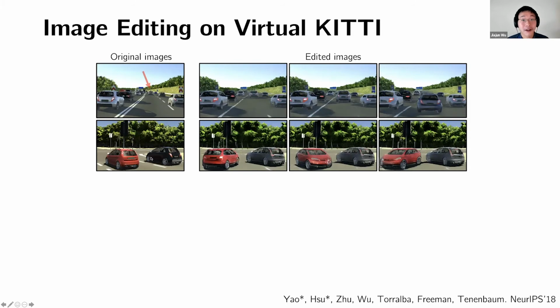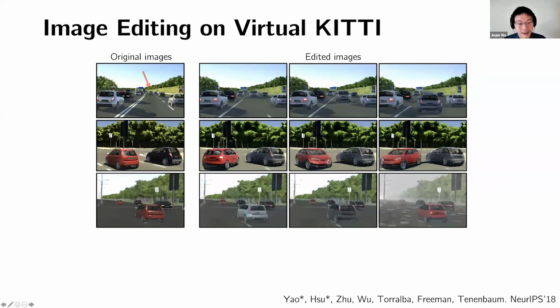So how would the red car look if I rotate it to the other direction? And every other attribute of the other objects, as well as the background, is not changed. And in the third case, I was like, okay, what if I want to change the texture or the color of the car? Or what if I want to change the weather? How would the scene look if it's raining?